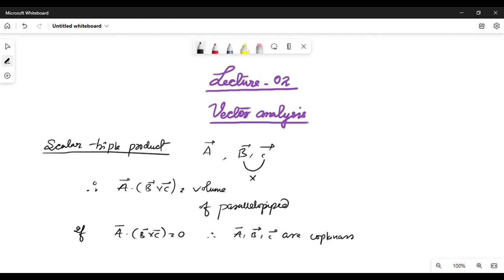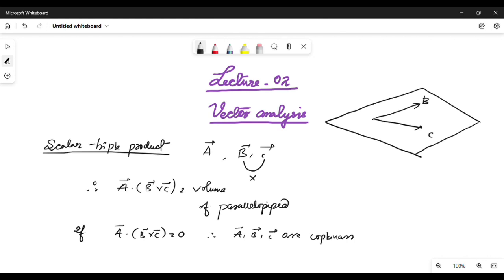So I may make you visualize the coplanar vectors. Suppose let me draw again the B and C vectors. Suppose this is the B vector and this is the C vector, and this is a plane in which the B and C vectors are lying. Suppose I am drawing the A vector also in the same plane, that is, they are lying in the same plane. Let me see whether A dot B cross C is 0 or not. And certainly this perpendicular is nothing but B cross C, and it is a vector that is perpendicular to the plane of B and C.